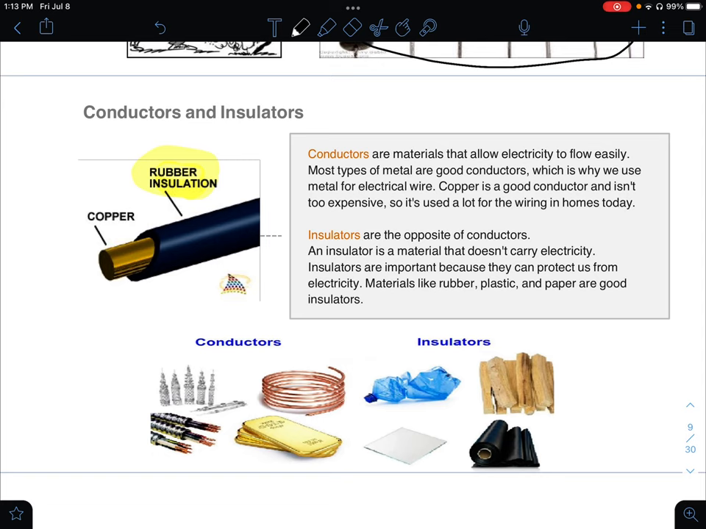So in your occupational health and safety course, that's why most of the time we are asked to wear rubber shoes, especially when we are in a lab, because they are insulators. And also the rubber mats that we place on the desk before we do our laboratory exercises. So you can see in our electrical engineering lab that the tables are covered with rubber.